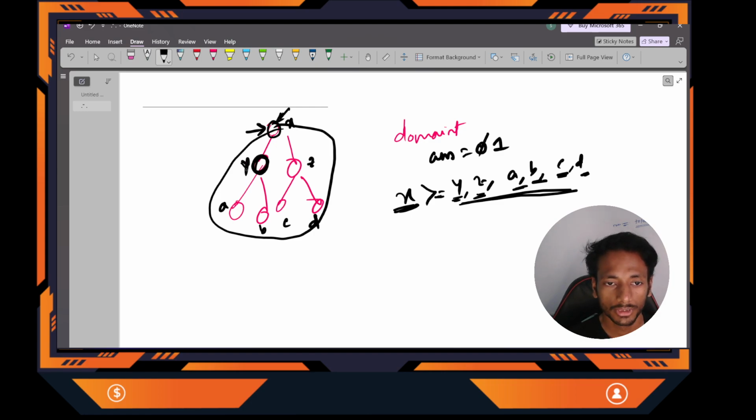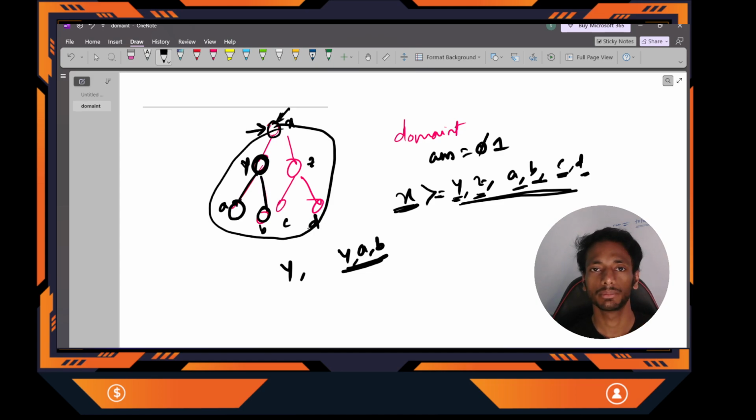This root node value is y, correct? And the nodes present in this hierarchy are y, a and b. Three nodes are present here, the current node, the second node, and the third node in this hierarchy. Hierarchy means below the current root node. So this y value should be greater than or equal to all of these. It should be greater than or equal to y, which is always true, and greater than or equal to a, and greater than or equal to b.